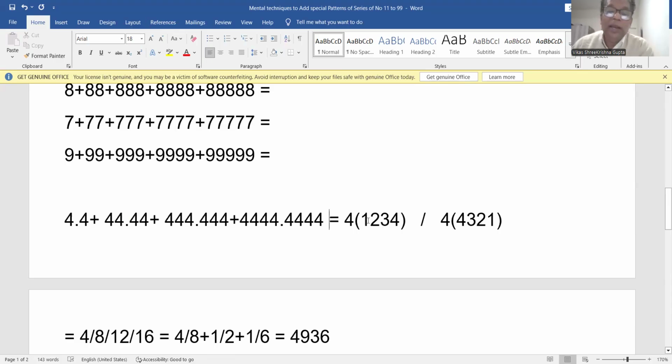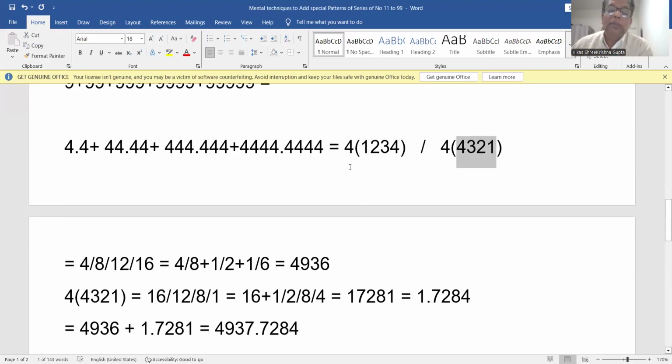So I multiply. I know what the sum will be: 1, 2, 3, 4. In the same way, when I add 0.4, 0.44, 0.444, 0.4444, I'll take 4 common out. What I'll get is 0.1 plus 0.11 plus 0.111 and 0.1111. So I know what the sum of all these numbers is: 4, 3, 2, 1. Neglect the decimal parts. At this position, forget about the decimal part. I'm neglecting the decimal part, taking the 4 out and writing the sum 4, 3, 2, 1.